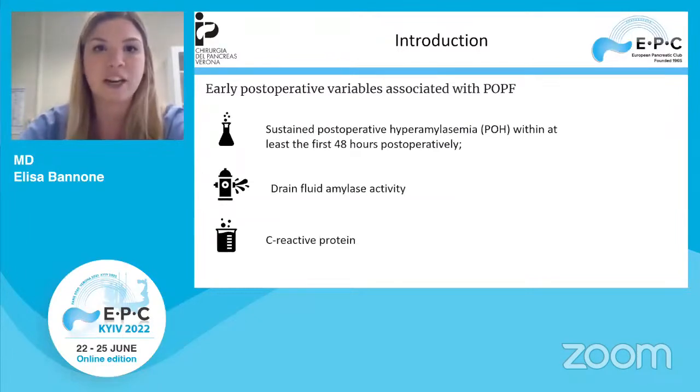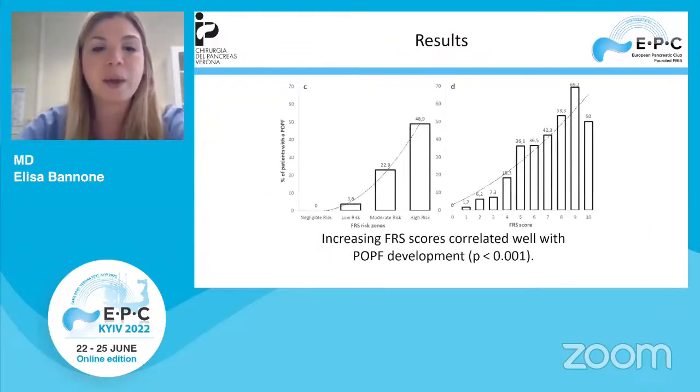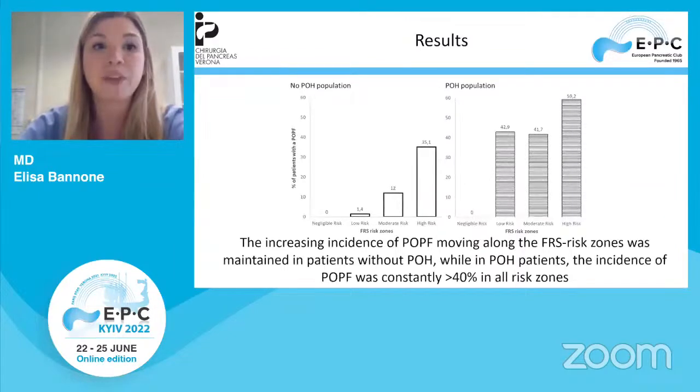Recently, several early postoperative variables have been highlighted to be associated with a pancreatic fistula. For example, postoperative serum hyperamylasemia, namely one of the diagnostic criteria for post-pancreatectomy acute pancreatitis, and a well-known drain-through amylase activity and C-reactive protein. So this paper confirmed increasing FRS scores correlated well with fistula development, but once stratified patients for POH occurrence, the increasing incidence of fistula moving along the FRS risk zone was maintained in patients without POH, while in POH patients, the incidence of fistula was constantly over 40% in most risk zones.